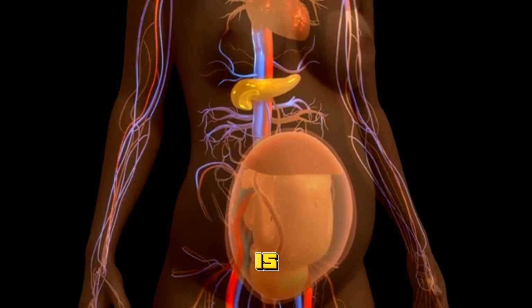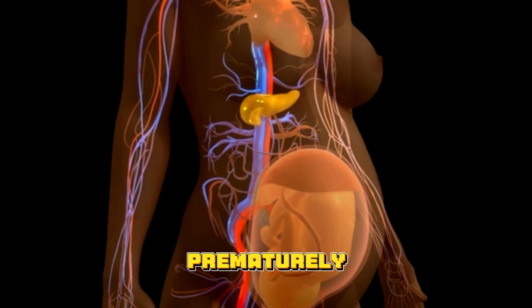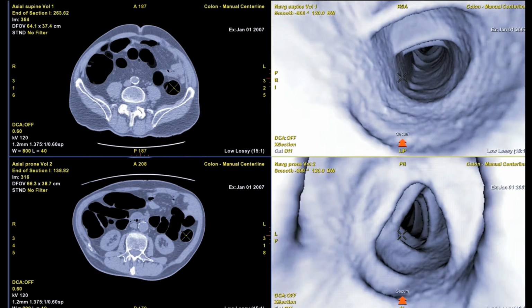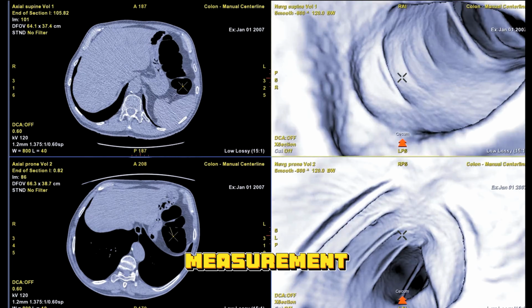Premature rupture of membranes is another cause. That's where the water bag, the amniotic bag, has ruptured prematurely before the onset of labor. And that would result in loss of amniotic fluid, leading to a smaller fundal height measurement.